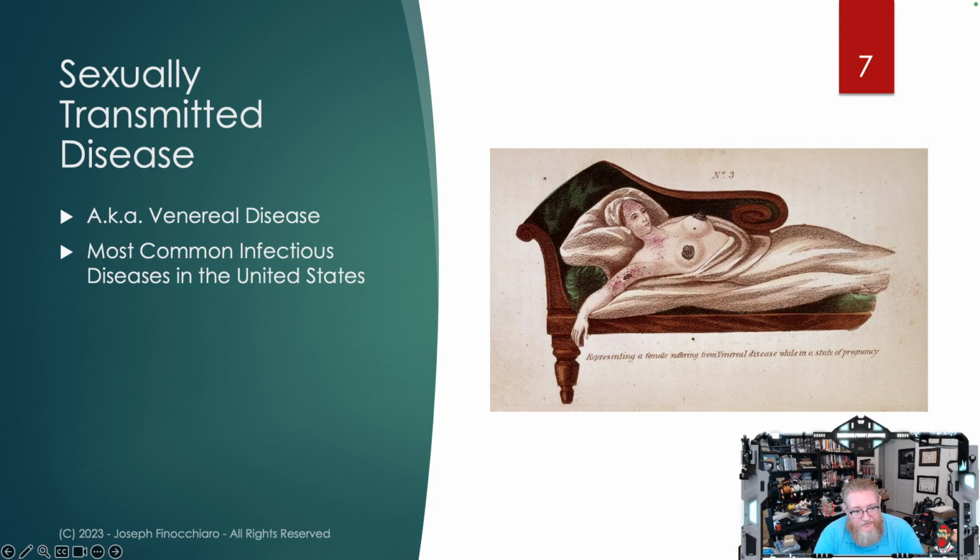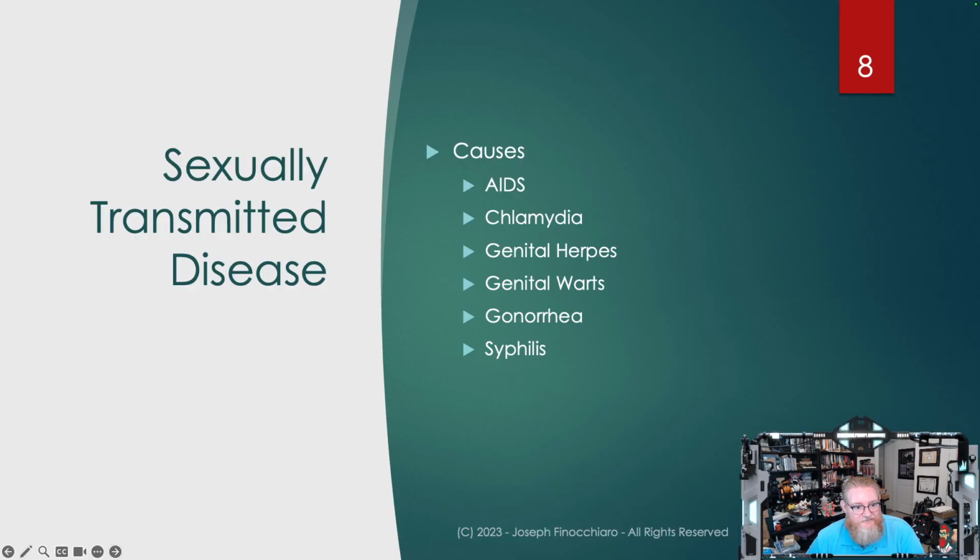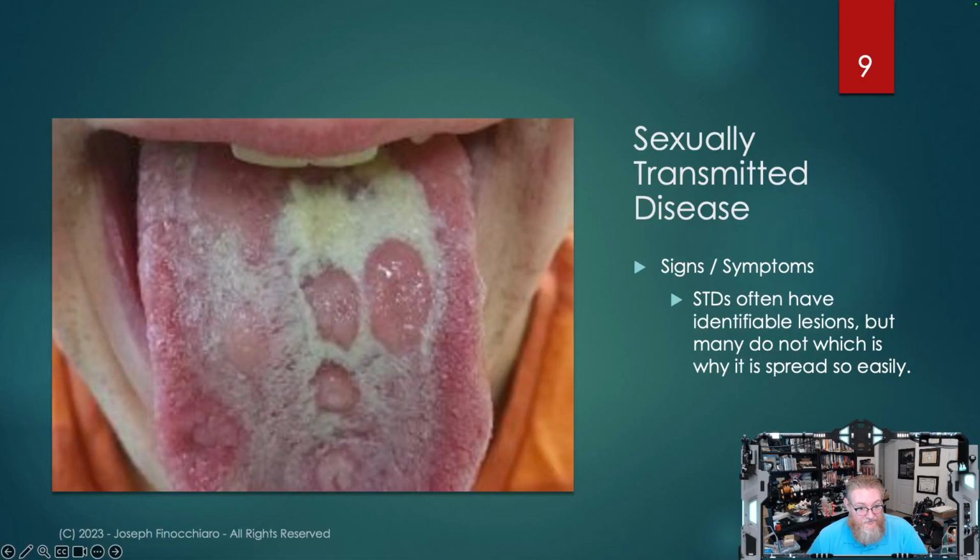Venereal disease, or sexually transmitted disease, abbreviated by the letters STD, is the most common infectious disease in the United States. What are causes of STDs? Well, we have AIDS, chlamydia, genital herpes, genital warts, gonorrhea, syphilis. Lots of common things out there that probably many of you have been taught to guard against since high school, if not earlier. So what are signs and symptoms of STDs? STDs often have identifiable lesions, but many do not, which is why it is spread so easily.